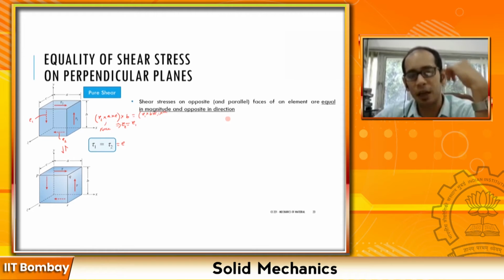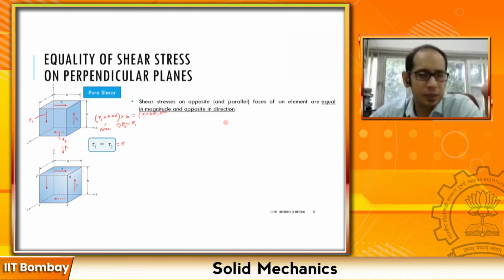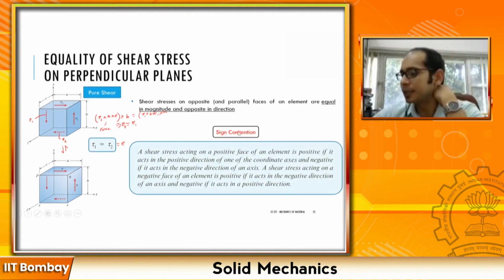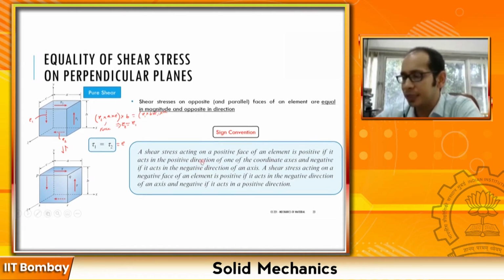Now, there is a convention for shear stresses. At this particular moment, it is not important, but it's okay if you just go through that one. There is a sign convention, and it may read a bit hefty, but it's easy. Just stay with me, and I'll explain to you what it says. Let's just chop it off into smaller segments so we understand.